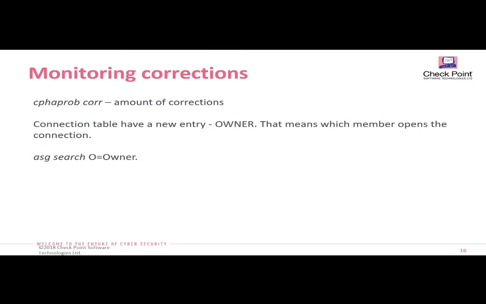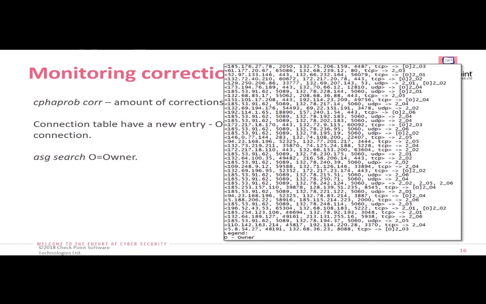There are a couple of commands to see the statistics of the corrections table. cphaprob corr will show you how many corrections are currently occurring. And also the connections table has an additional entry. There's a note that says the original owner of this traffic is this security gateway module.